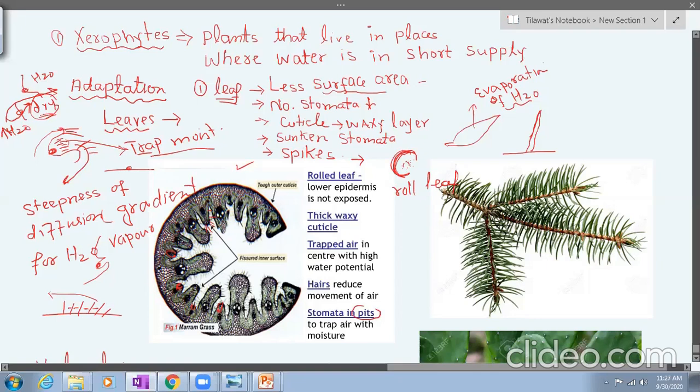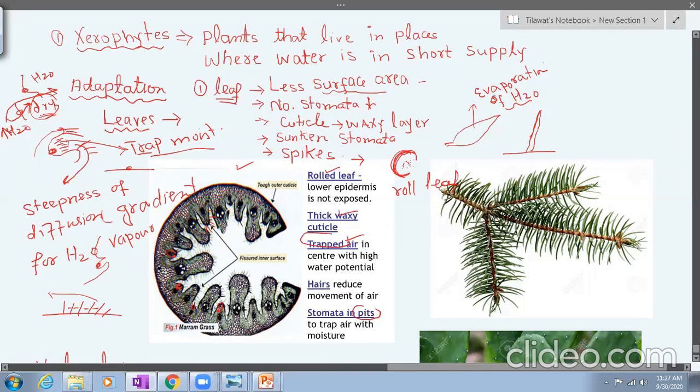Am I clear? So this one I discussed with you: rolled leaf, thick waxy cuticle, trapping air in the center with high water potential. This reduces movement of air. When movement of air is reduced, water vapor will remain in that place and that will decrease the diffusion gradient. And stomata in pits. Am I clear up to here?